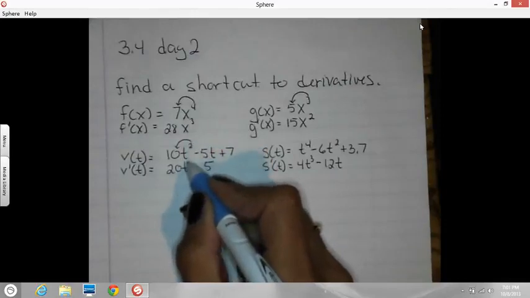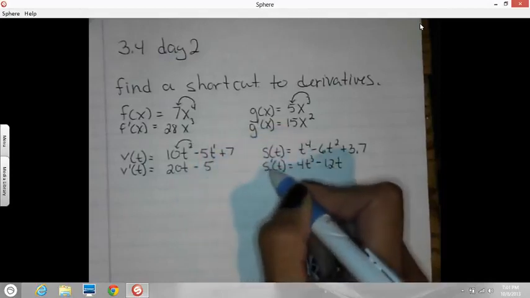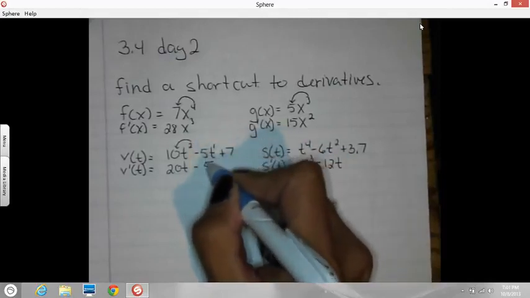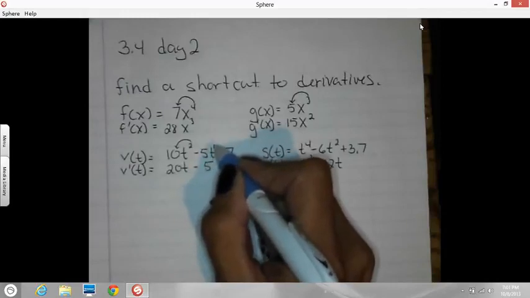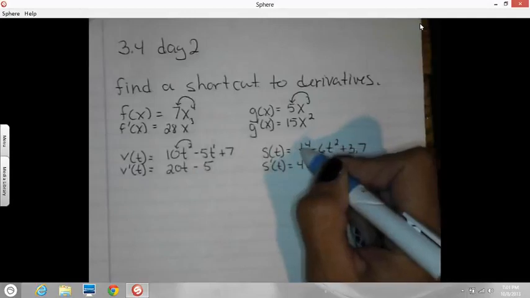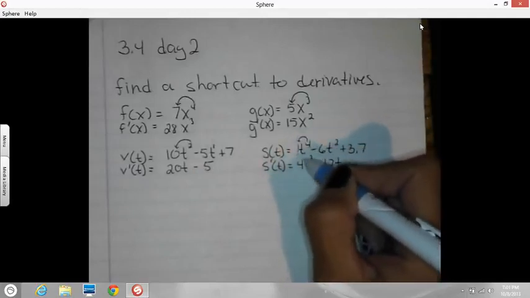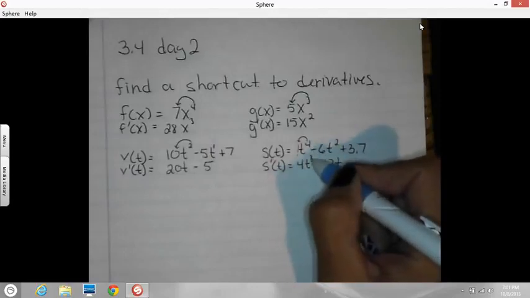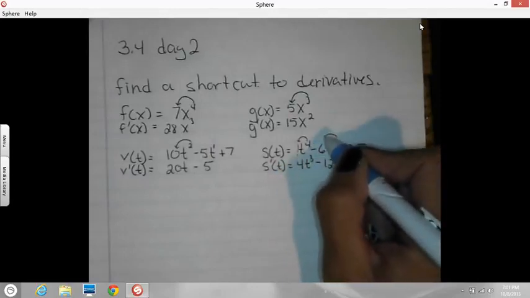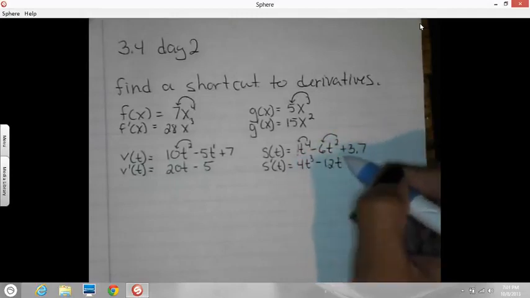This is a t to the 1st. There's a 1 there. We don't write it. 1 times 5 is 5. t to the 0, anything to the 0 power is 1, not 0. And then this constant went away. Here, there's a 1 out in front of this t here. So the 4 came down, got multiplied by the 1. 1 less than 4 is 3. 2 got multiplied by the 6 for 12. 1 less than 2 is 1. There's nothing here. It's a constant. Went to 0.